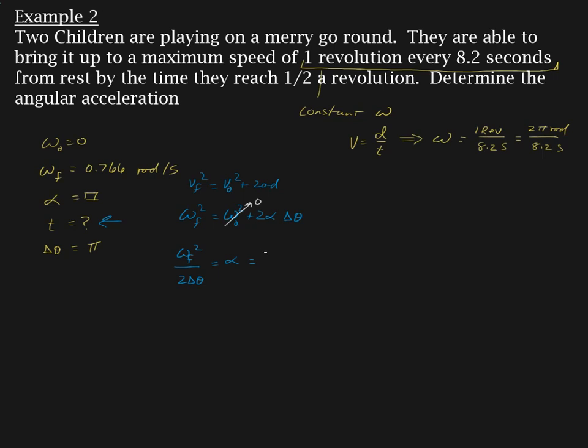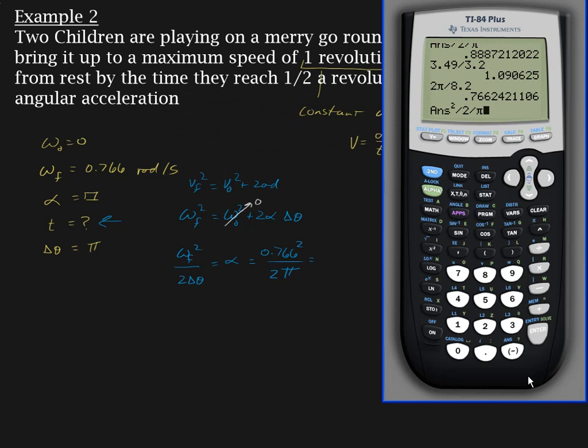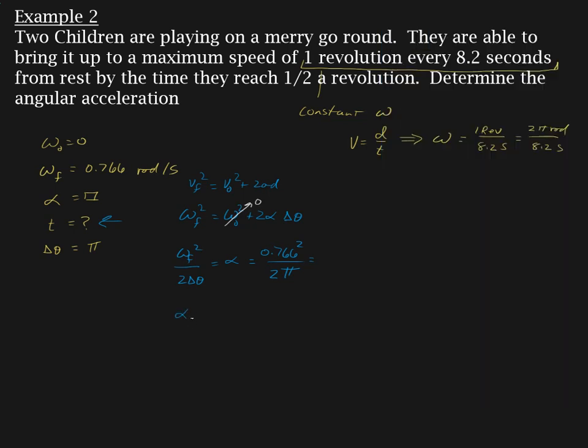So omega final is 0.766 squared. Divide that by 2 times pi. So we have the 0.766. We're going to square that answer and divide it by 2. Divide again by pi. And so what we get is alpha is equal to 0.093 radians per second squared.